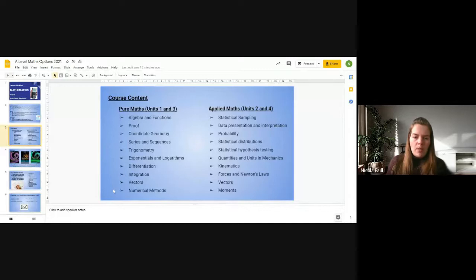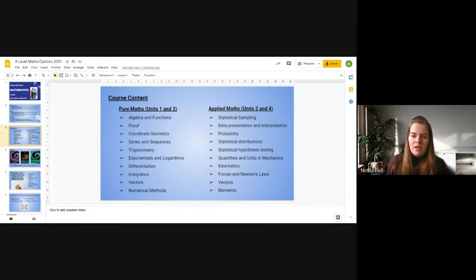Work on vectors and numerical methods. Most of these are covered in year 12 and you build on them into year 13, to extend that knowledge further around this content. The applied maths, which again, Unit 2 is examined at the end of year 12 and Unit 4 is examined at the end of year 13.